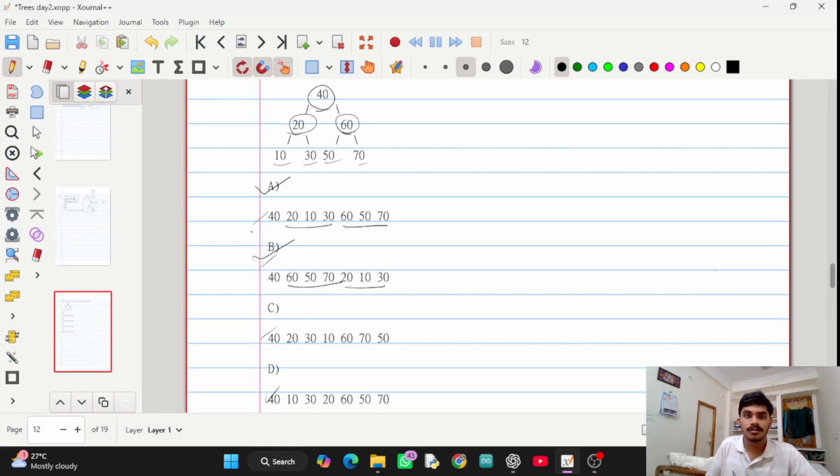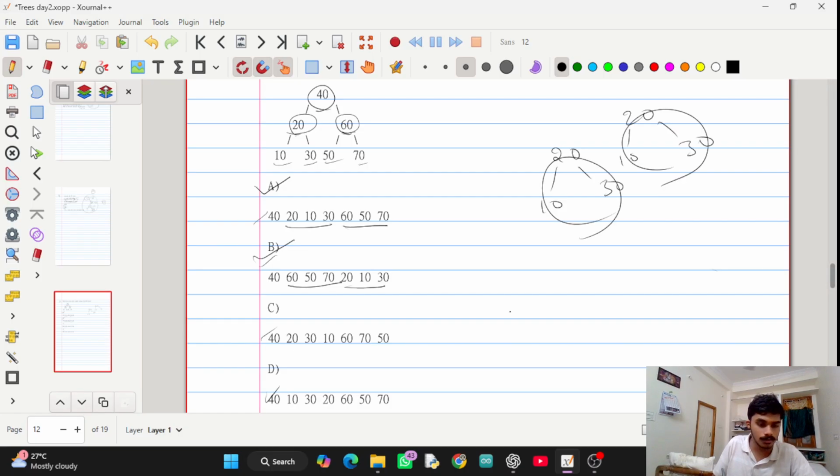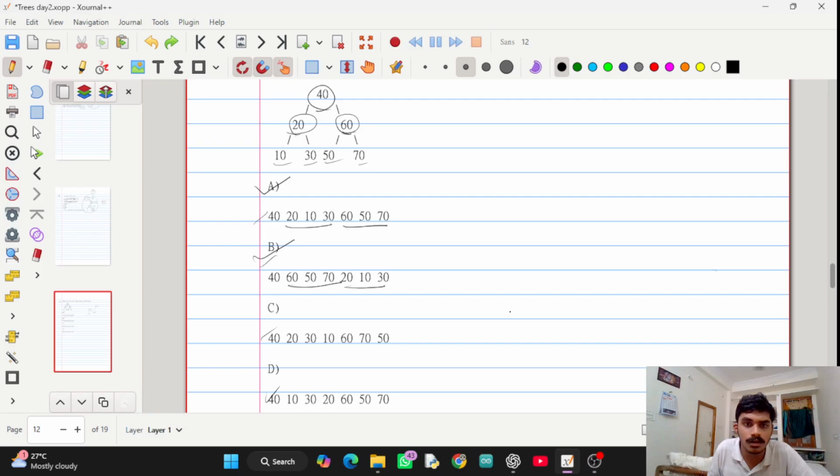See, the order doesn't matter whether it is 10 or 30. If there is 20 and then I give 30 and then I give 10, and here I have 20, then I give 10 and then I give 30, it doesn't matter. It becomes the same tree again and again. So after that, let's consider this tree. Yeah, so this is also done.